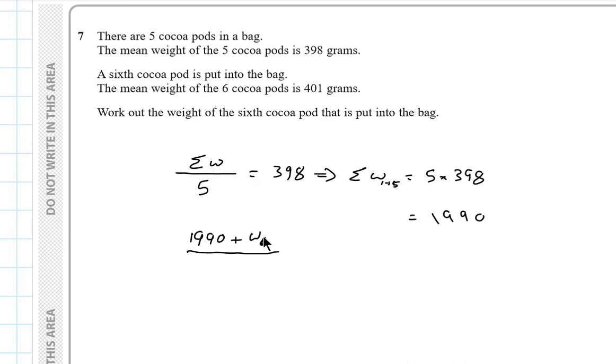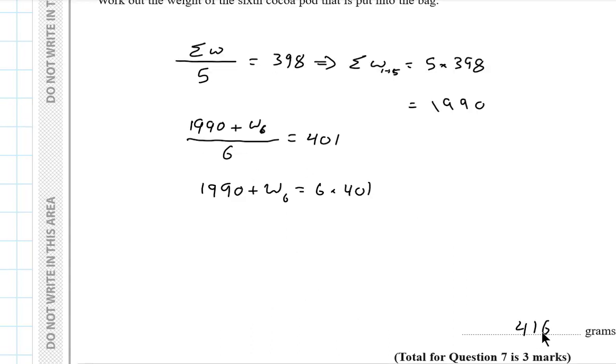I will call it W6, divided by 6, because we have 6 now, equals the mean. So we can write the following: 1990 plus W of the 6th cocoa-pud equals 401 times 6, which means the answer will be 416 grams.